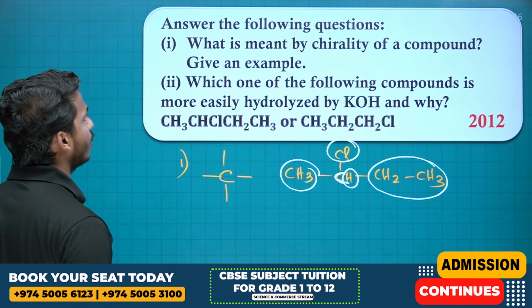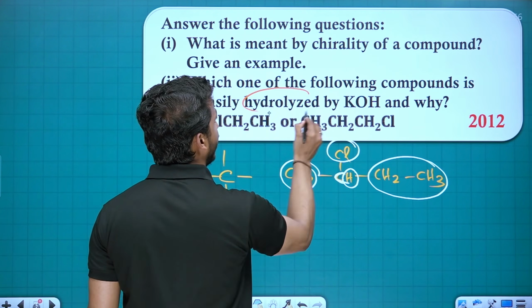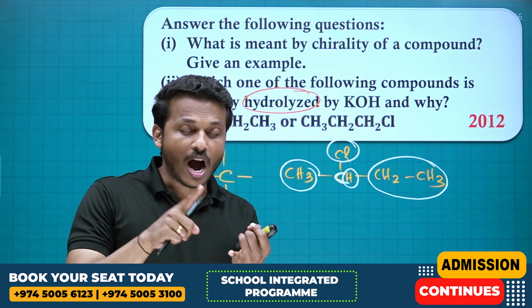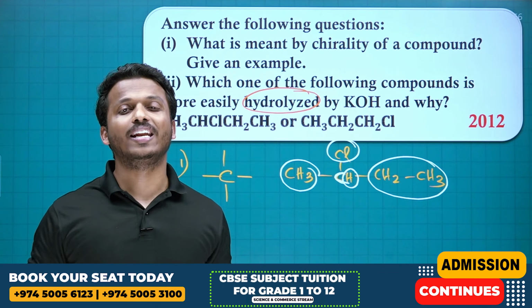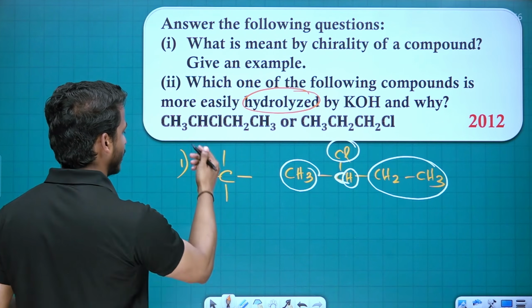Second question, which one of the following compounds is more easily hydrolyzed? Dear all, we discussed this in the MCQ session. Hydrolysis means mixing with water. Hydrolysis, solvolysis, racemization, all indicate the SN1 mechanism. So which will undergo the SN1 mechanism faster?